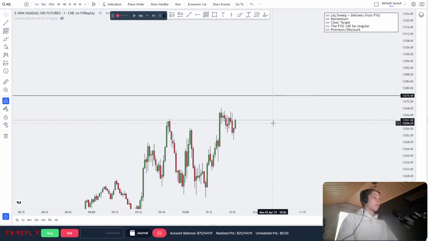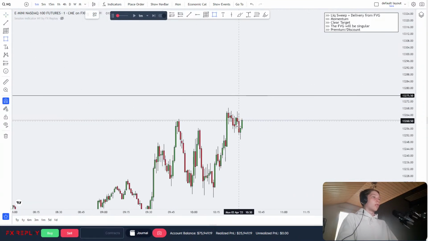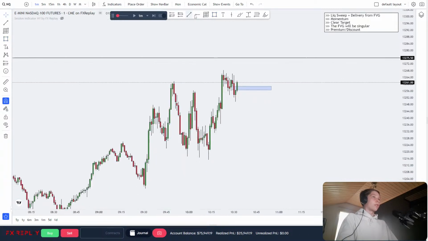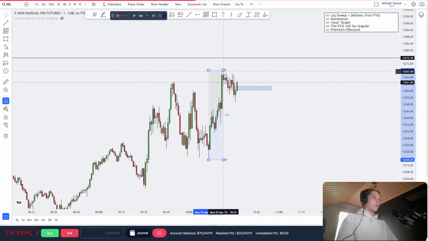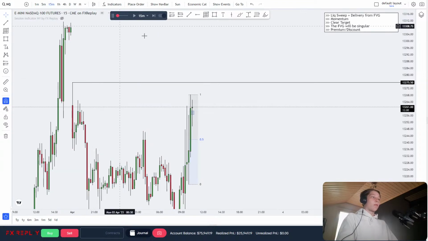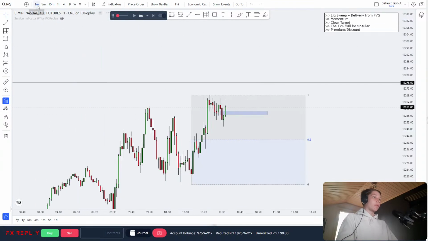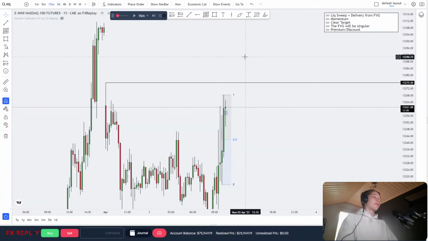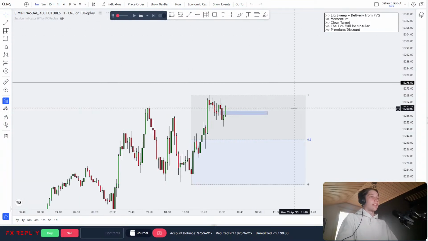iFVG. The question is, is this an A plus setup or an A setup? We're not delivering from an FVG. I mean, there is this high time frame, but that's just M1 rejection. High time frame FVG is M15 and higher. None of that is happening here.